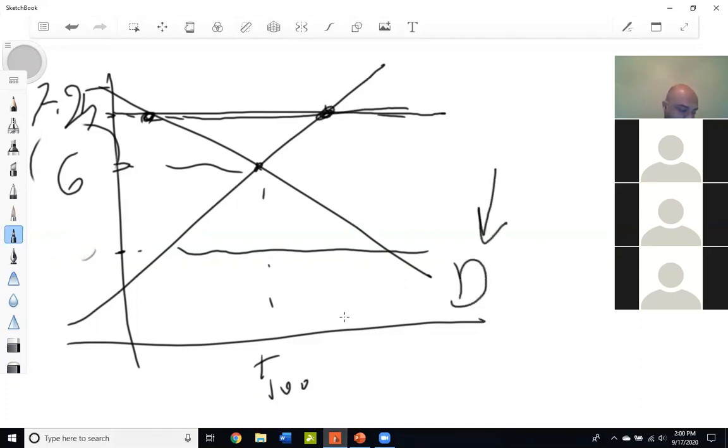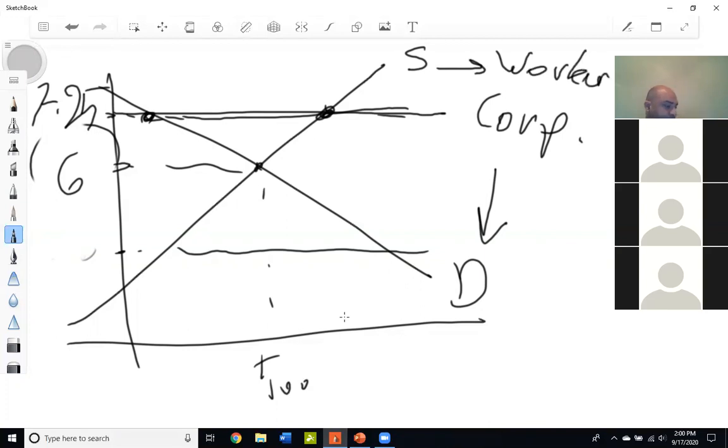Demand side, these are corporations. Supply side, worker. What happens here? This is now binding. Now everybody cares. First of all, I'll be happy. As a worker, I'll be very happy. I'm getting paid more. Thank you, Mr. Politician or Mrs. Politician. Corporations will be very sad. They cannot pay us the low wages they used to.